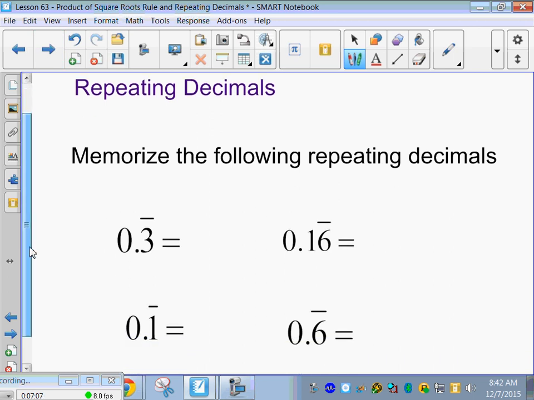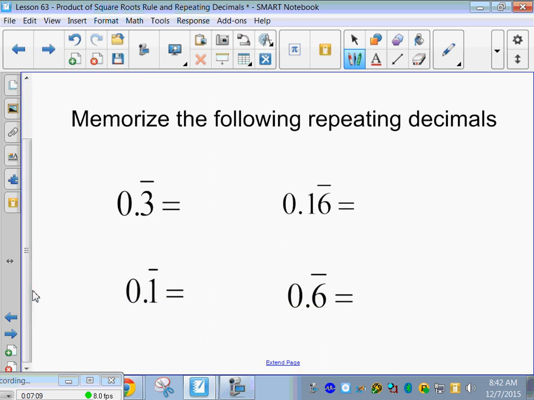All right, memorizing some repeating decimals. These are just good to know, all right? You probably do know some of these, but let's see which ones you guys know. We just want to memorize these 4 for now. You probably know quite a few other ones. 0.333333 repeating. Drew, what do you think? Very good. That is 1/3.